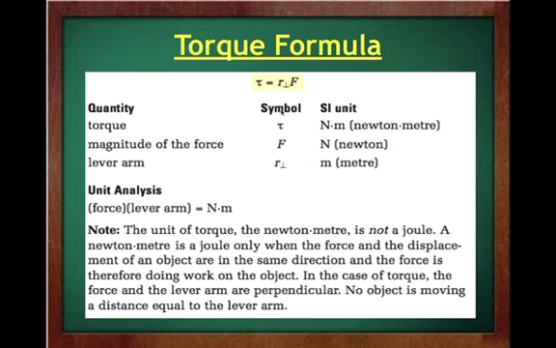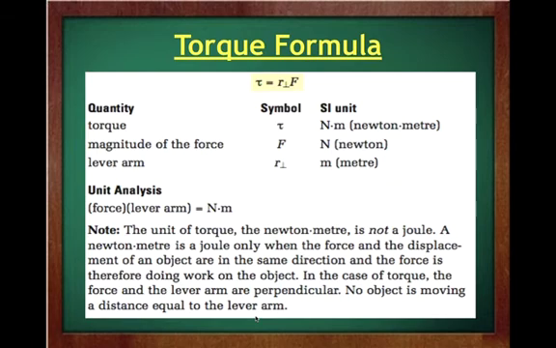Again, you're multiplying a perpendicular distance, in meters, times your force, measured in newtons, and you get Newton meters. Just a little note: it's not a joule. A Newton meter is a joule only when the force and the displacement of an object are in the same direction and the force is doing work on the object. But with torque, the force and the lever arm are perpendicular, like I was just talking about. So no object is moving a distance equal to the lever arm.